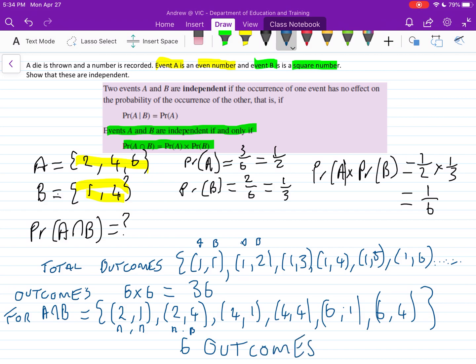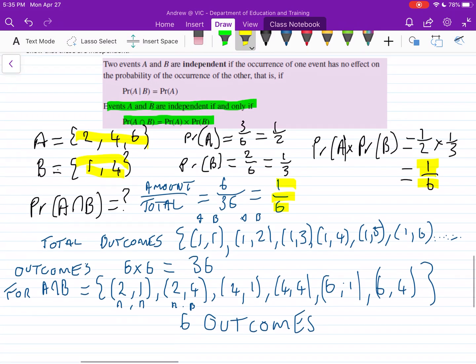This is how we've gone about proving this. The probability of A intersect B is just our amount over total. We have our amount of 6, and our total number of outcomes is 36, and that simplifies down to 1/6. Now we've proved that 1/6 here is equal to and the same as 1/6 there, as we just did. So we've proved that the events are independent. Sorry, my ordering there wasn't very methodical.